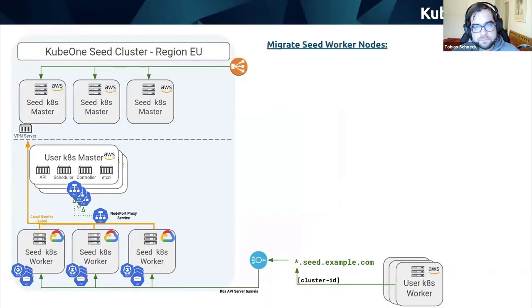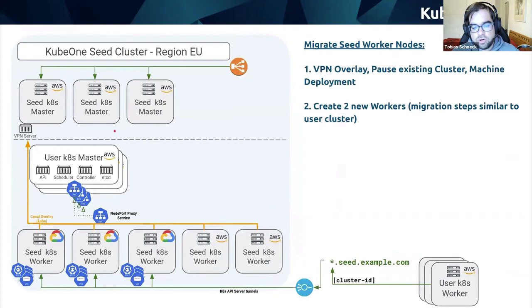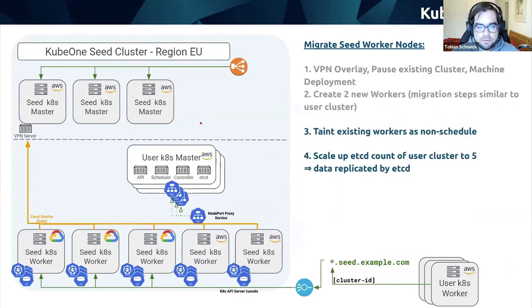For that, we can change the VPN again, create the new worker nodes, and also change the cloud provider so that it's now pointing to AWS. After this has happened, we can increase the default value of etcd replicas to 5 in the Kubernetes settings.